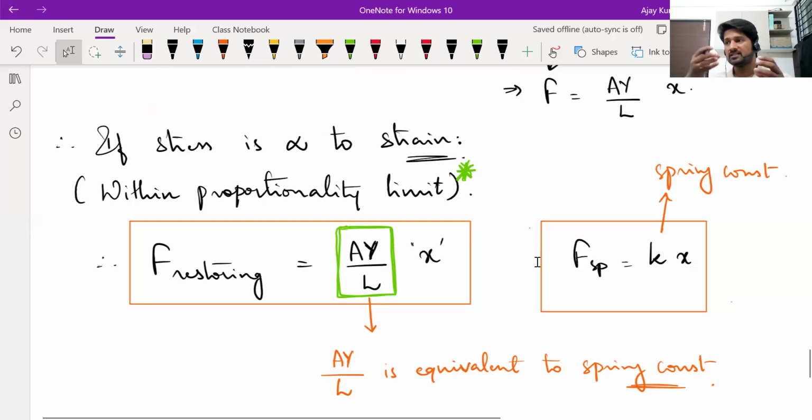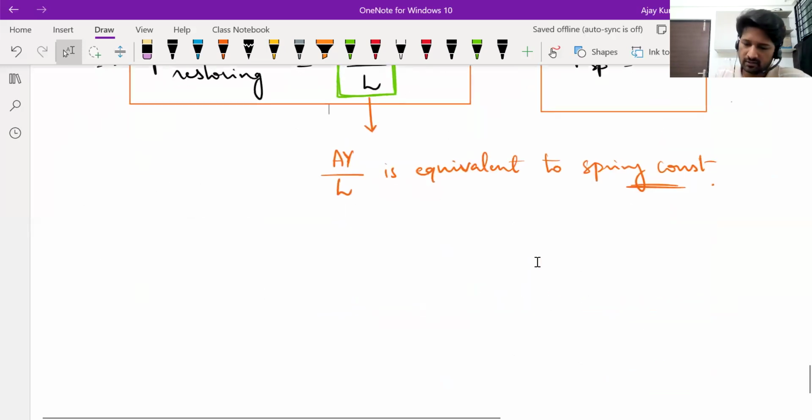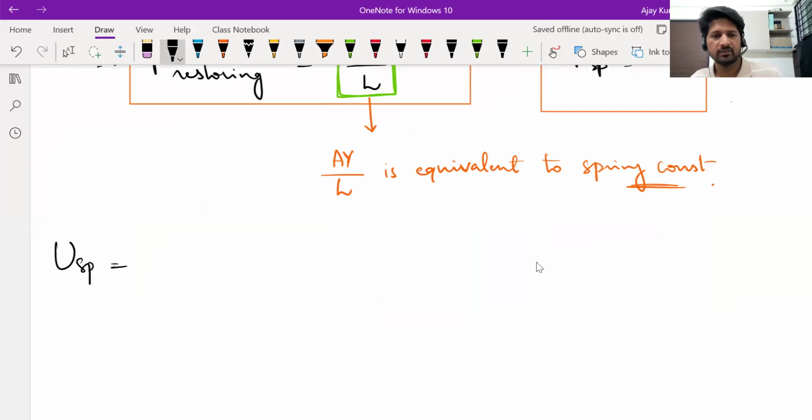Now we know that a stretched or a compressed spring stores potential energy in it. Okay. The potential energy stored in a spring. Can one of you quickly recollect and tell me the formula?